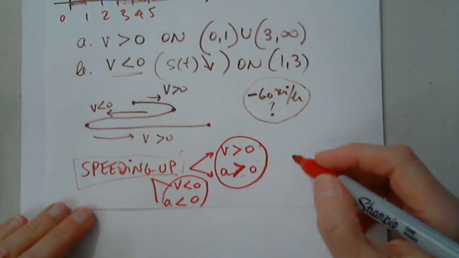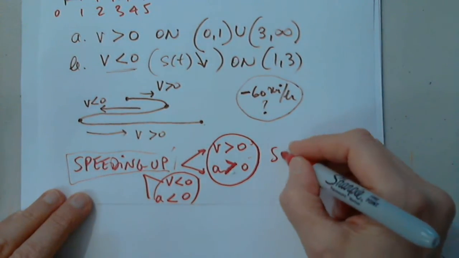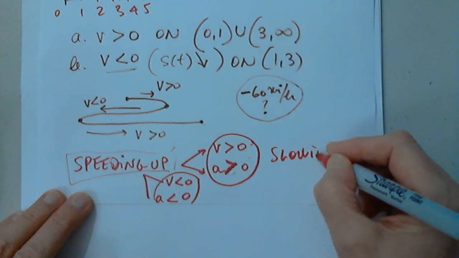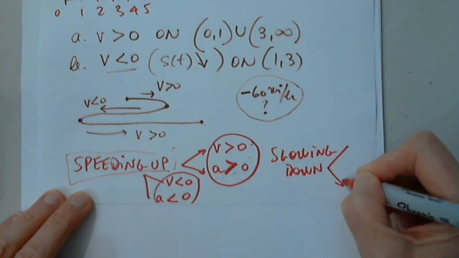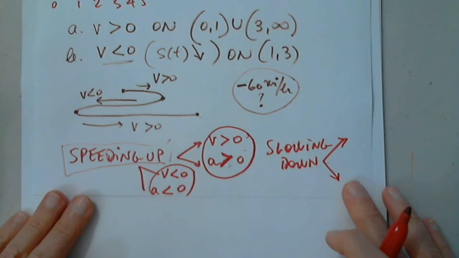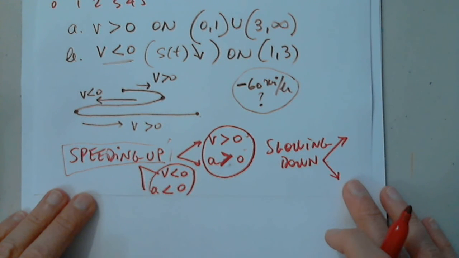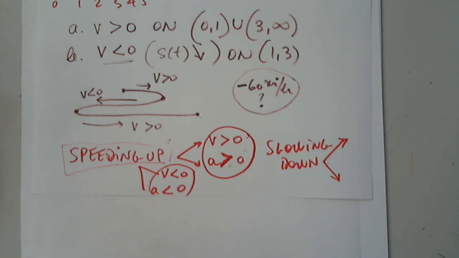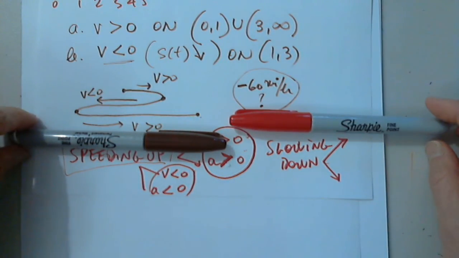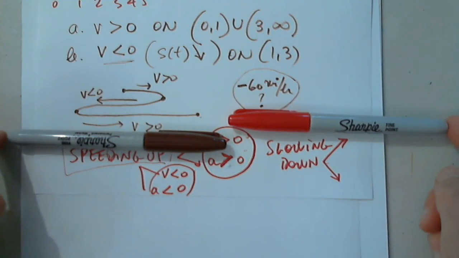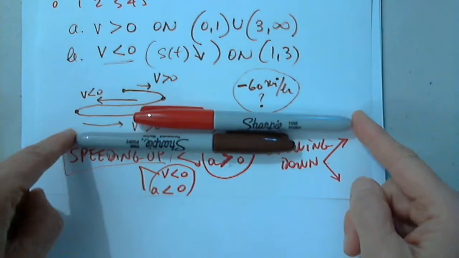But when is the particle slowing down? In which situations? Anyone wants to give it a shot? When velocity is positive and acceleration is negative. Excellent, thank you. When they are working against each other.